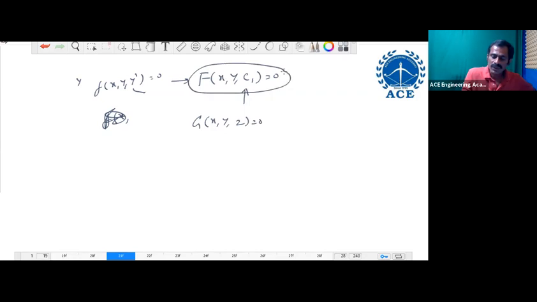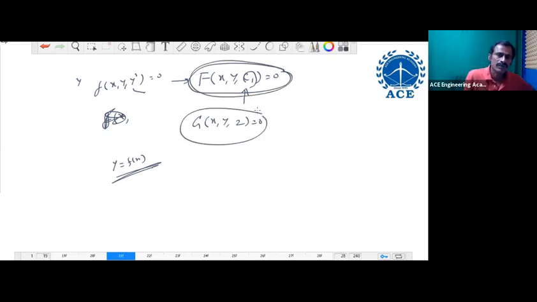This general solution represents the family of curves because the solution is y equal to f of x, which is a curve. With the arbitrary constant, it is a set of curves. For C1 we get one curve, for C2 we get another curve. That is why this is called a family of curves. A particular solution is one particular curve. So geometrically, the general solution is a family of curves, and the particular solution is a single curve.